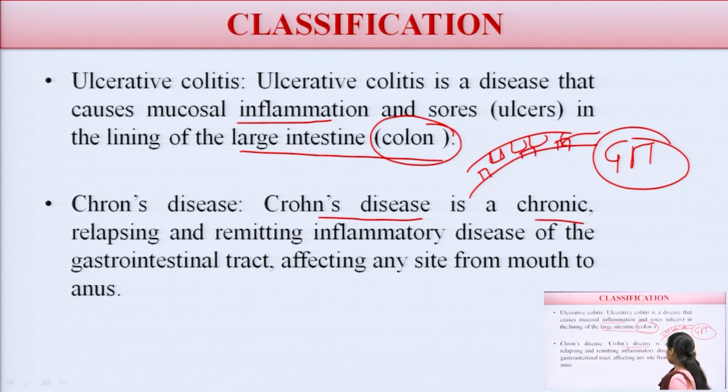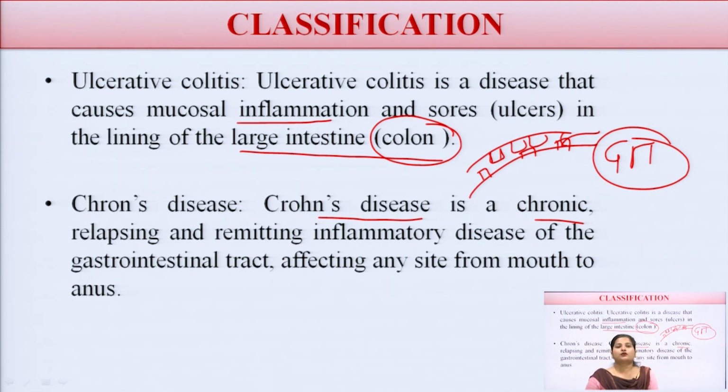So this is chronic, means it lasts for a prolonged period also, and Crohn's disease occurs in the entire part of the GIT, whereas ulcerative colitis only occurs in the large intestine. So this is a major difference between ulcerative colitis and Crohn's disease. Ulcerative colitis only occurs in the large intestine and it causes mucosal inflammation in the lining of the large intestine.